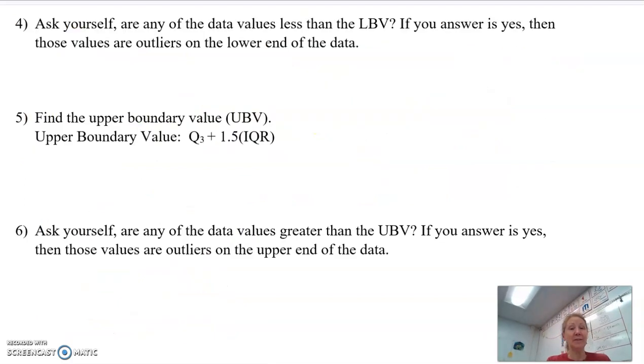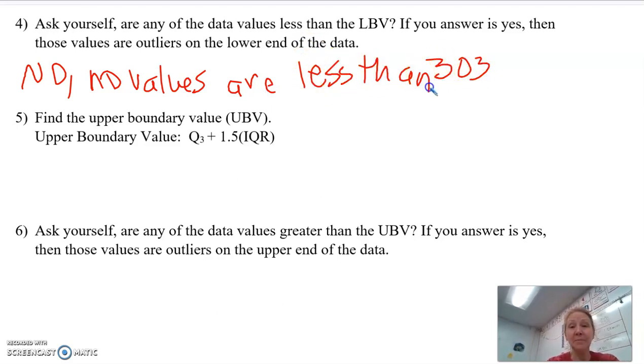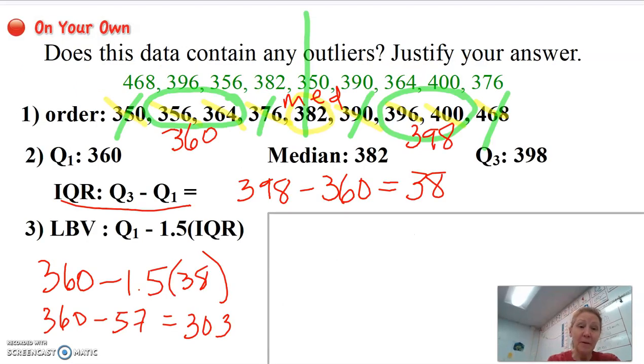Let's go to the next question. It says, are there any data values less than the lower boundary value? The answer is no. So I'm going to write: no values are less than 303. Oops. I want to go back and show you. My smallest number in my list was 350. 350 is not less than 303, right? So that's how I knew that 350 is a good number in my data set.